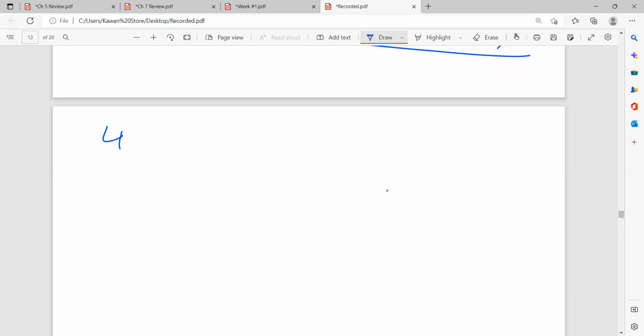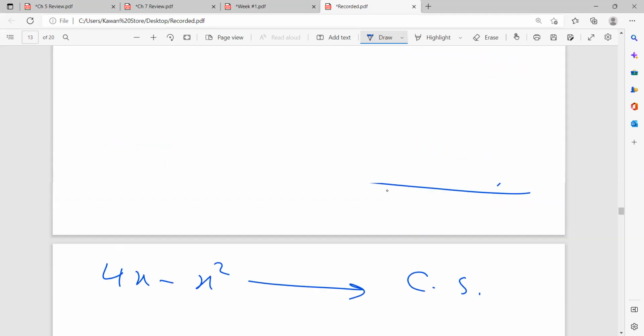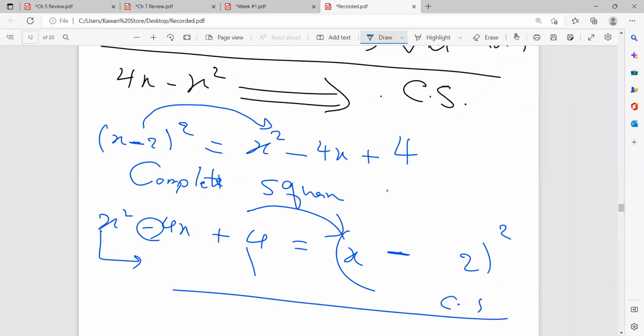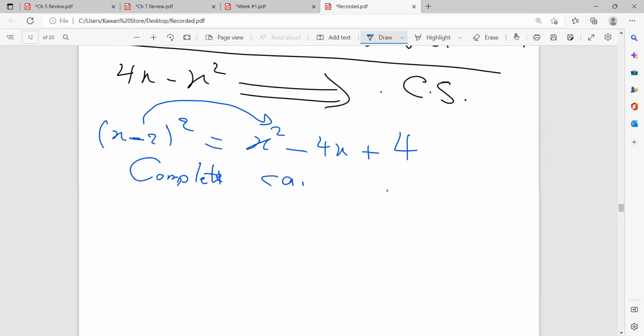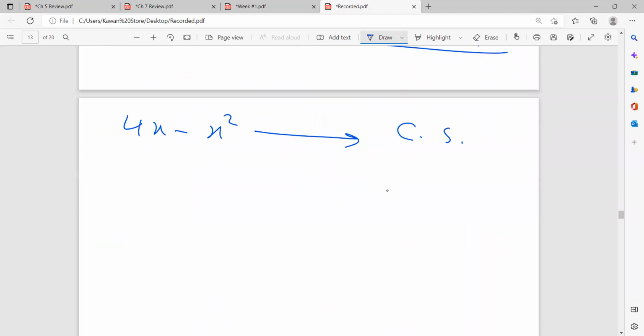Now I have 4x minus x squared. I am going to change it to a complete square, because if I change it to a complete square, I can get something like that by completing the square. That's the idea. So how do we do it? That's the question. How do I get a complete square?